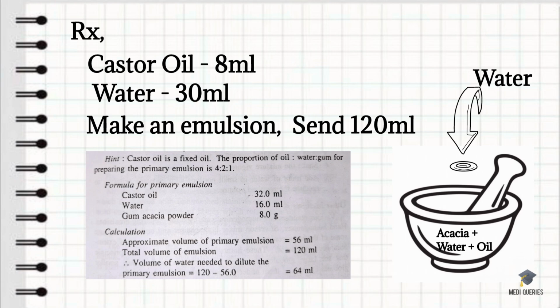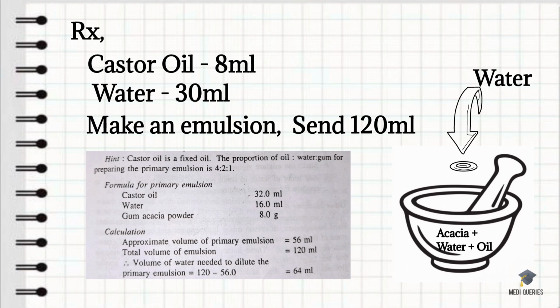So we need to calculate the formula for the primary emulsion first. For this we have to take castor oil 32 ml, water 16 ml and gum acacia 8 grams. So the approximate volume of the primary emulsion is equal to 56 ml. The total volume of the emulsion required is 120 ml. So the volume of water needed to dilute the primary emulsion is equal to 120 minus 56, that is equal to 64 ml.